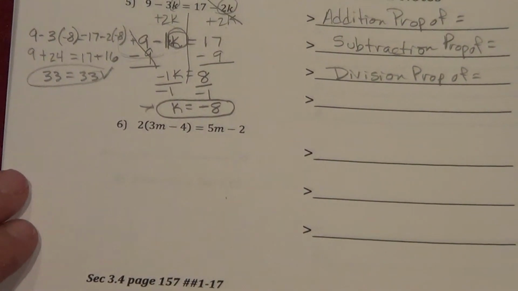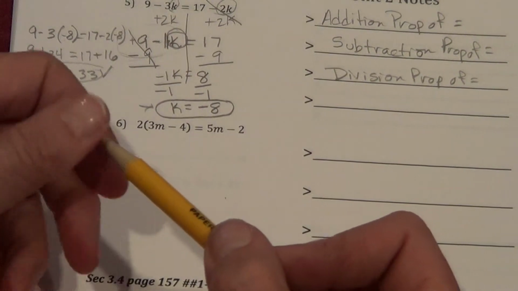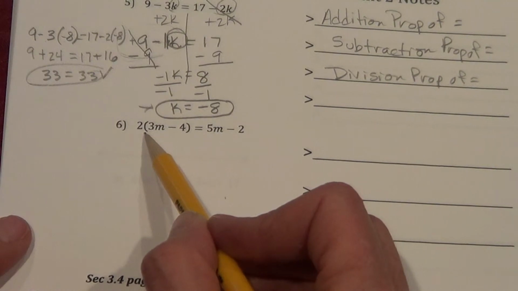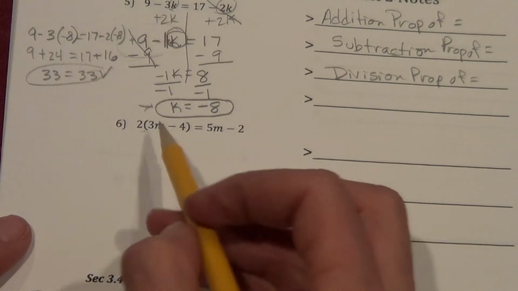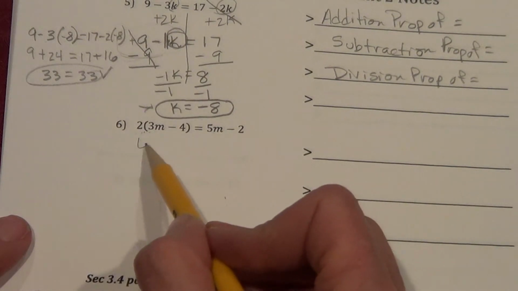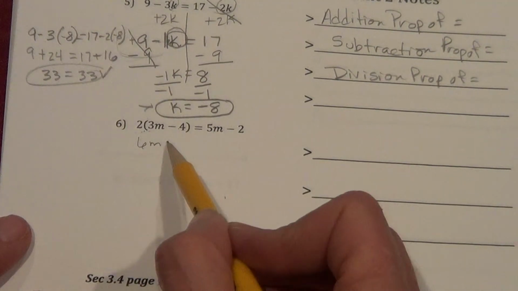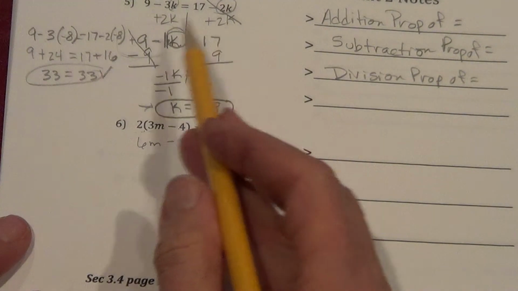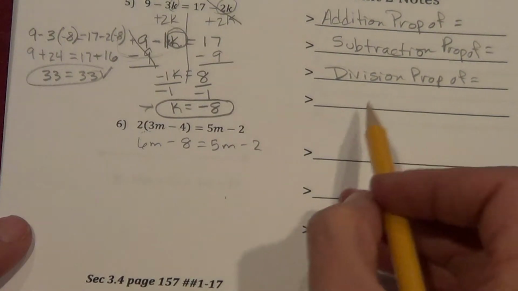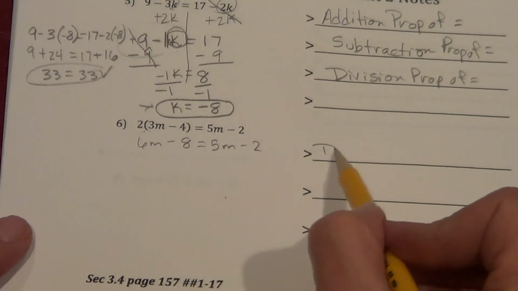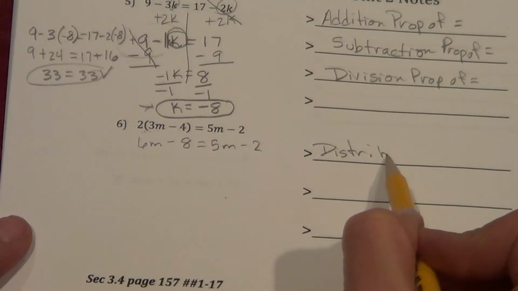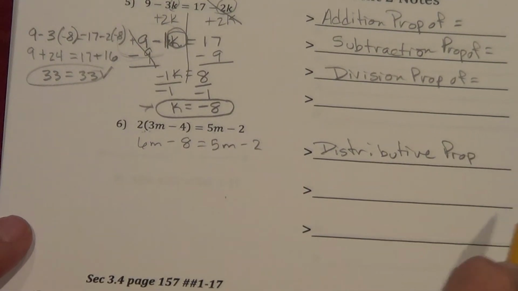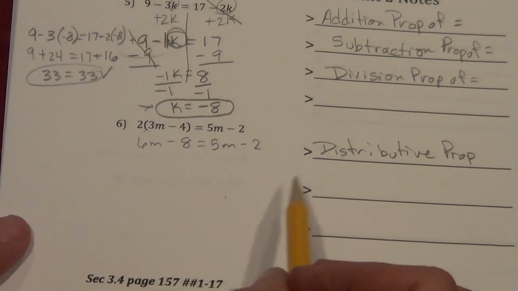Next problem. We've still got variables on each side, but in this particular problem, they want you to use the distributive property first in order to solve this and clear those parentheses. So we take 2 times 3m, would be 6m. 2 times negative 4 would be negative 8, equals 5m minus 2. Now we're back to exactly what we did up in the other problem. Our first property here, though, should be distributive property. Not of equality, you didn't do it on each side.